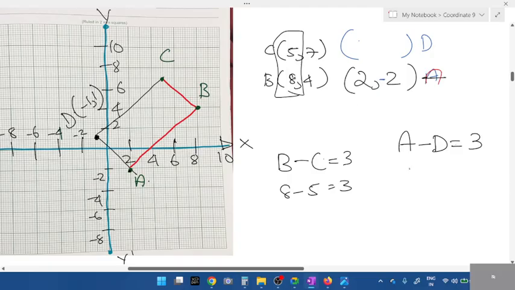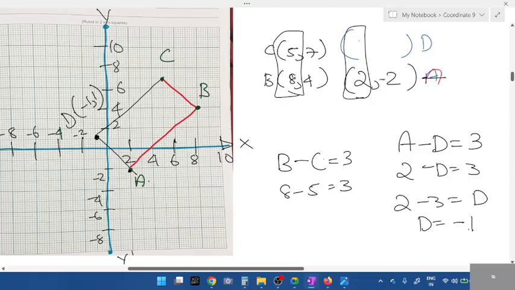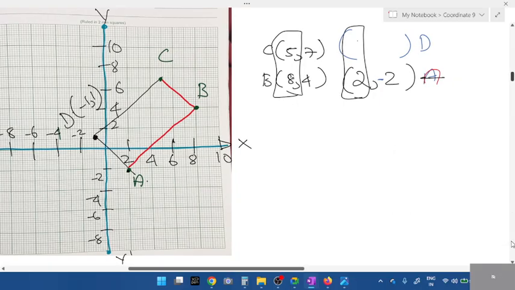Okay, what is the A value? 2. A minus D is equal to 3. Minus D goes to the other side. What do you get? D is equal to... So, which axis are we calculating, X or Y? X-axis, right? So for D, the x-axis is minus 1.